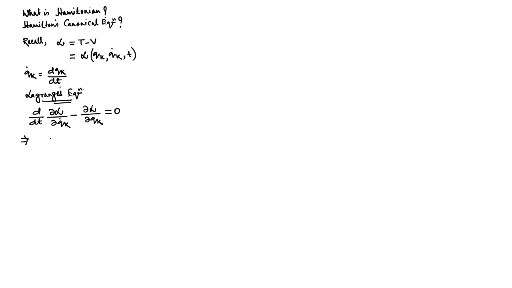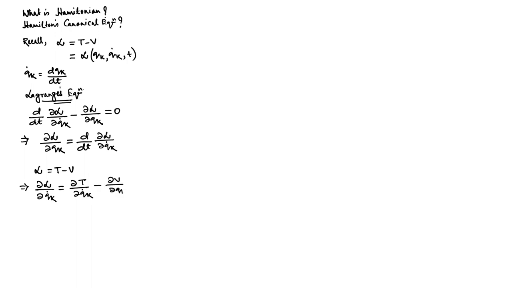Now, from this equation what we can say is that if we take this second term on the right hand side, that is straightforward. Then if you take this L equal to T minus V and differentiate L with respect to q k dot, then on the right hand side what you will get? It is the partial differential of T with respect to q k dot, then minus partial differential of V with respect to q k dot, but as you all know V is not a function of q k dot, and therefore, this will go to 0.